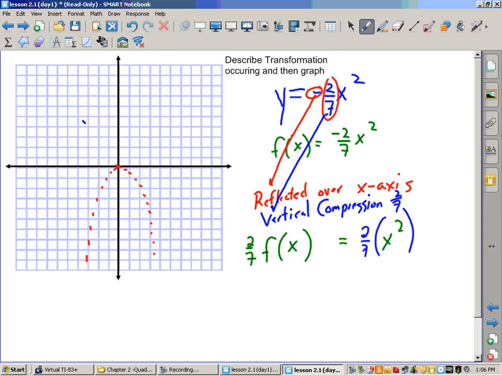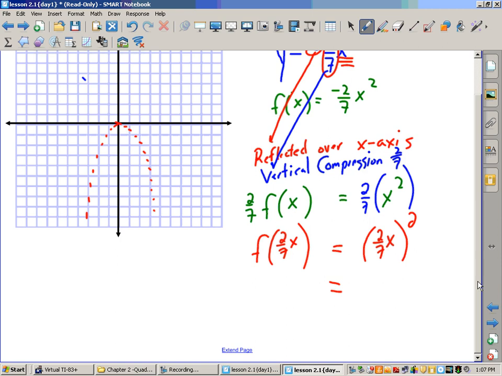Compression of 2/7. If I wanted to talk in terms of horizontal, I couldn't have put the 2/7 here. I would have had to put the 2/7 right there, inside, which, are you really doing something by a factor of 2/7 now? Well, that's how we're going to talk about it, but what actually occurs here, what do you do if you take 2/7 x squared? 2/7 times 2/7 is 4/49 x squared. This is not my f function. This would be my new transformed function.